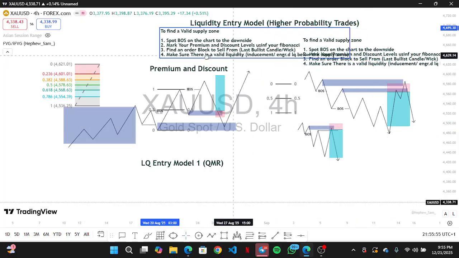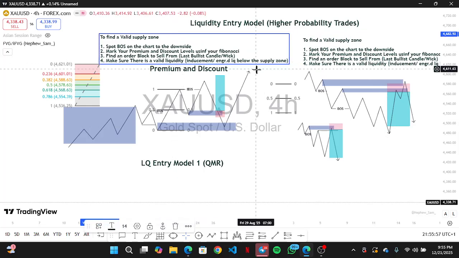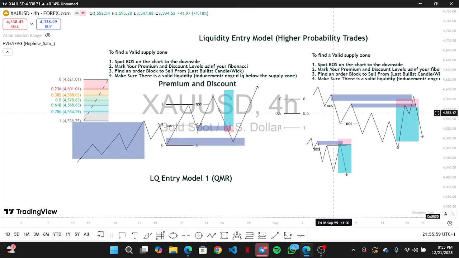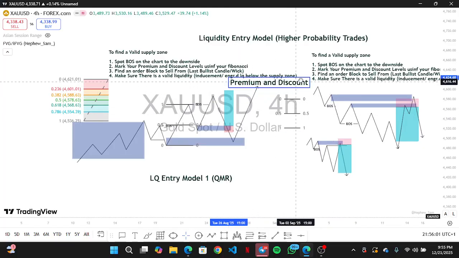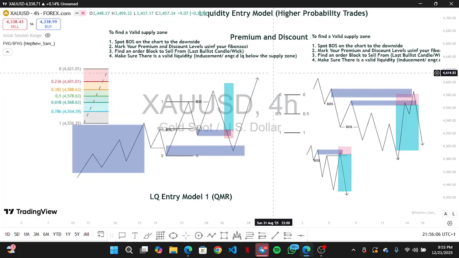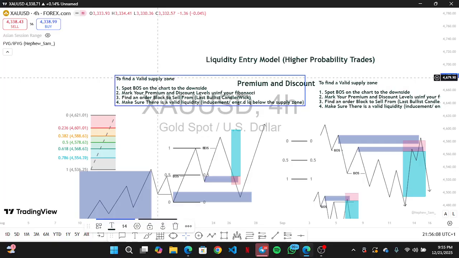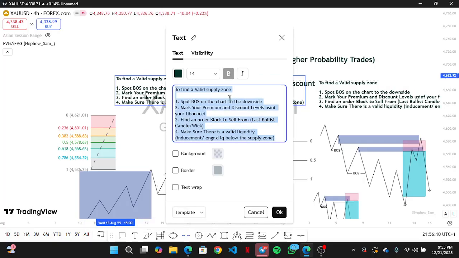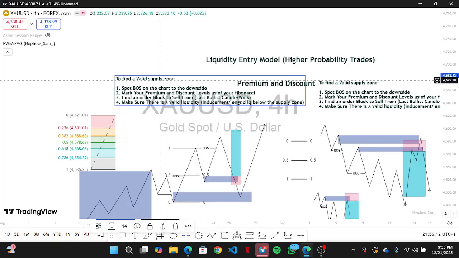For demand zone, this is basically what you do. So let me change the wordings. To find a valid demand zone, what I'll type here: find a valid demand zone. Spot a break of structure to the upside. It's just the opposite, vice versa of everything.